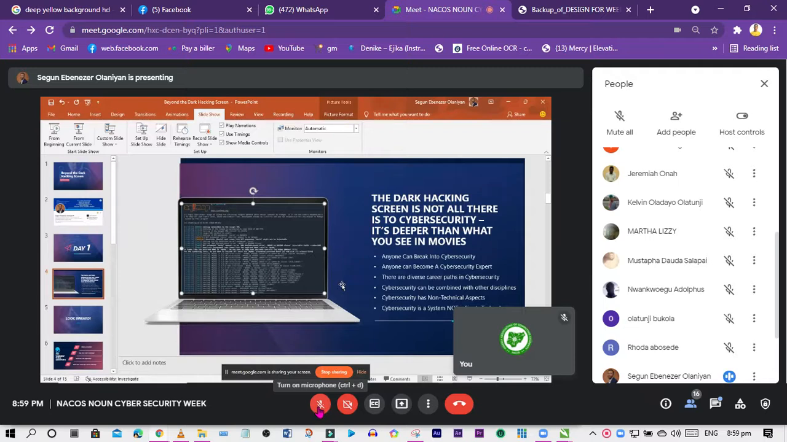But cybersecurity is deeper than that. It is beyond all those visual effects. Yes, there are hacking screens where you can do normal hacking when you use Kali Linux or Parrot OS, all those operating systems that aid your hacking and all those tools. But not the way they normally portray it in the movies. So it is deeper than that.